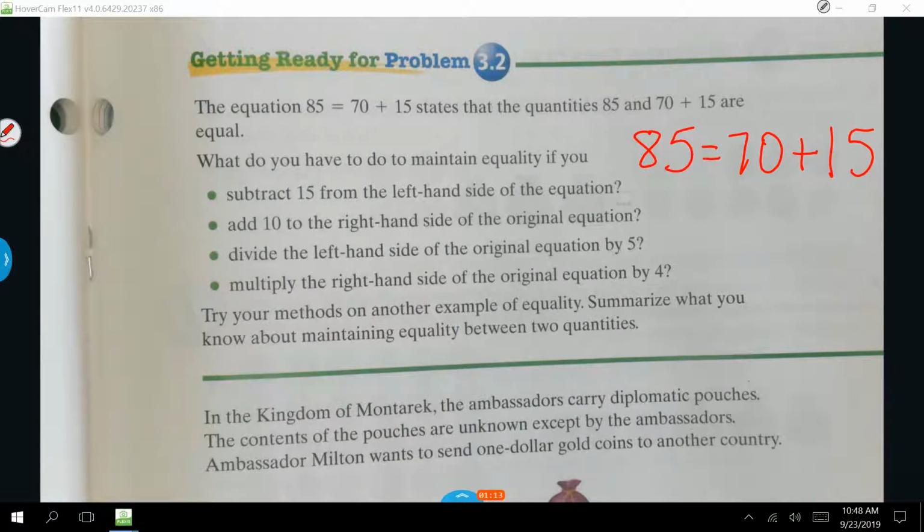So if we subtracted 15 from the left-hand side of the equation, what would we have to do to make it balanced and equal again, to maintain the equality? What is this equal now? Is that still 85? No, what is it? 70. So how do we make that equal 70? On the right. Take 15 away from this side. Does it equal each other? Yes, we maintain equality. They're equal.